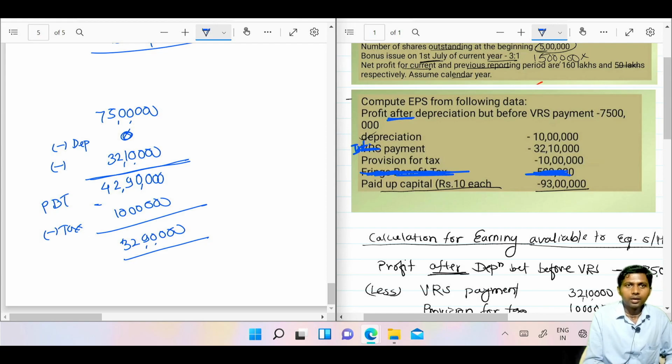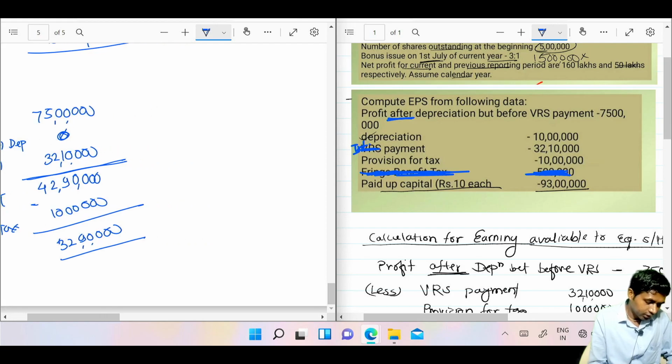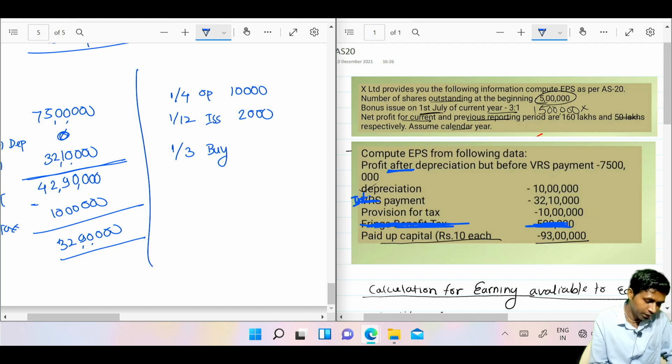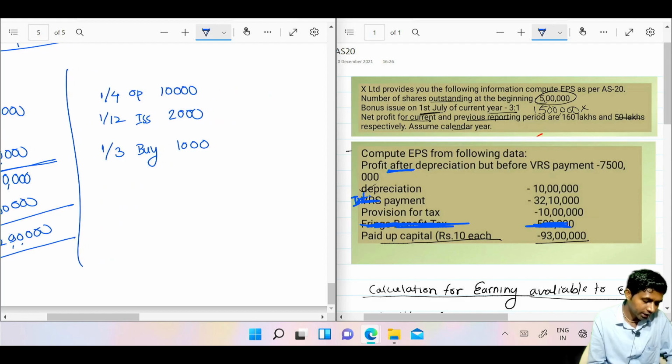Then outstanding. Now you can calculate, or should I show finally within 2 minutes how to calculate outstanding shares? Outstanding equivalent shares. Suppose on 1/4 we are having 10,000 shares, on 1/12 we issued next 2,000 shares, and then on 1/3 there is a buyback of 1,000 shares. Now how do we calculate outstanding equivalent shares?